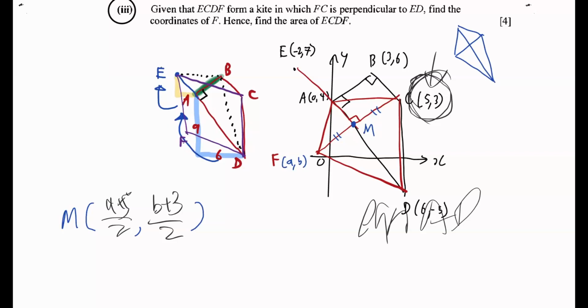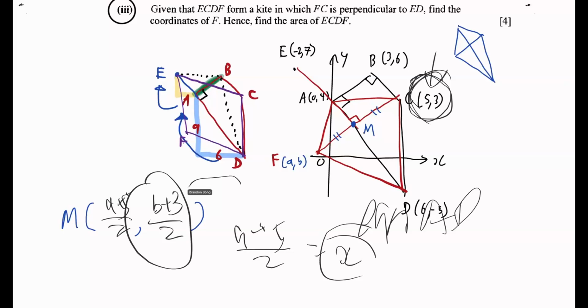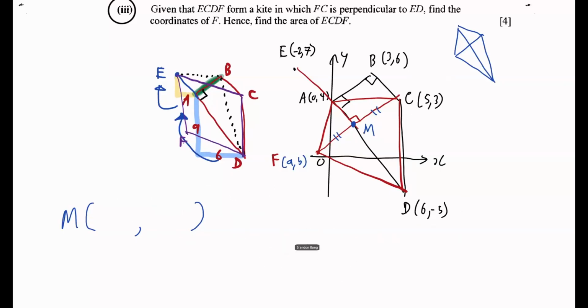Very good. Then set the equation of FC equal to the equation of AD and solve for the point. Then you do (a plus 5) over 2 equals the x coordinate of the point that you solved, and (b plus 3) over 2 equals the y coordinate of the point that you solved. Very good. And then from there you can solve for a and b.